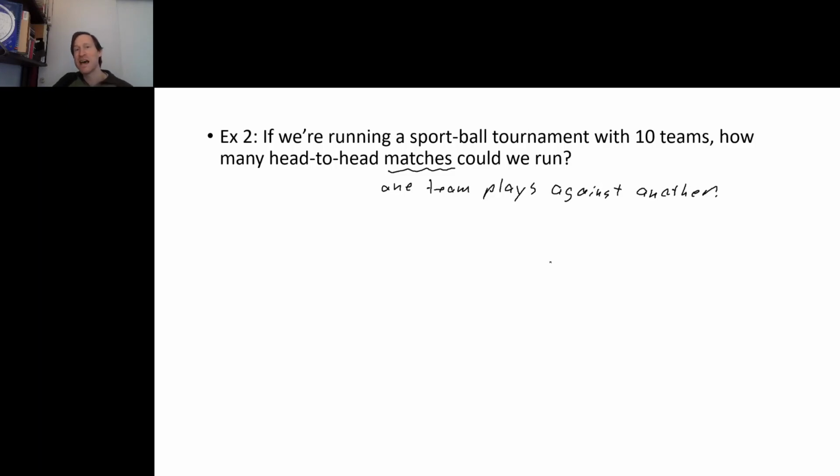So to get a head-to-head match, you actually need to choose 2 teams. And it doesn't matter what order you choose them in, because if team 1 plays team 2, that's the same match as if team 2 plays team 1. So order does not matter here, and so we can use n choose r. We have 10 possibilities. We need to choose 2 of them for a match. So this is 10 factorial over (10 minus 2) factorial times 2 factorial.